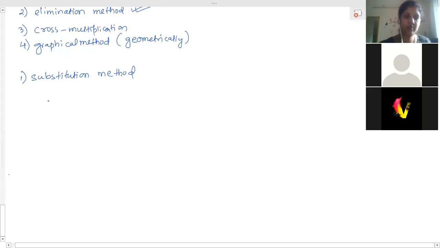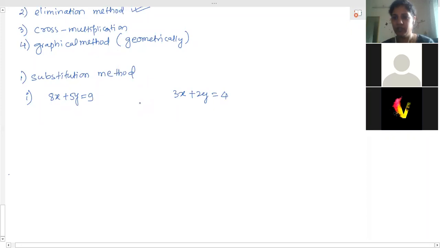First question: 8x plus 5y is equal to 9, and 3x plus 2y is equal to 4. Always write these two equations parallel to each other, one on the left side and one on the right side, like that. Whatever simplification has to be done, you can do right below it. So in a two-column format, you have to write the two equations.